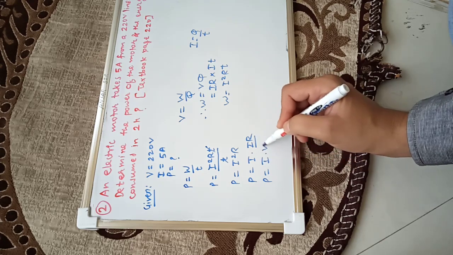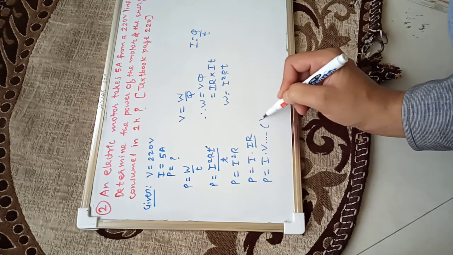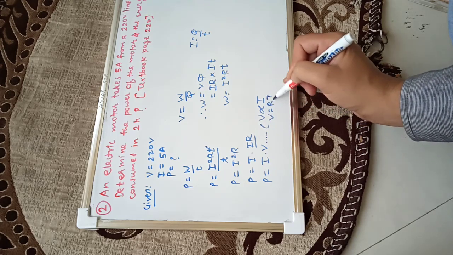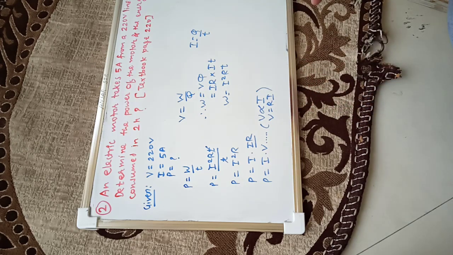What is IR? V, according to Ohm's law. Ohm says V is directly proportional to I. So V is equal to constant into I. V is equal to R into I. R into I and I into R are one and the same thing. So power is equal to current into voltage.